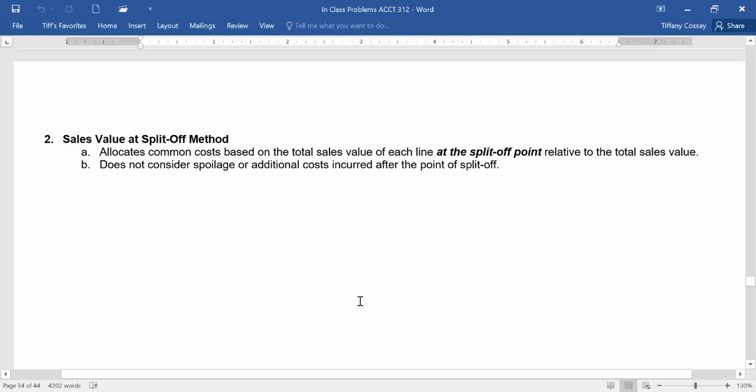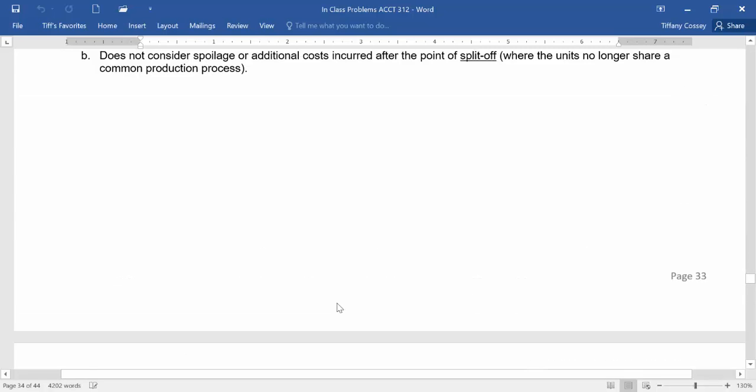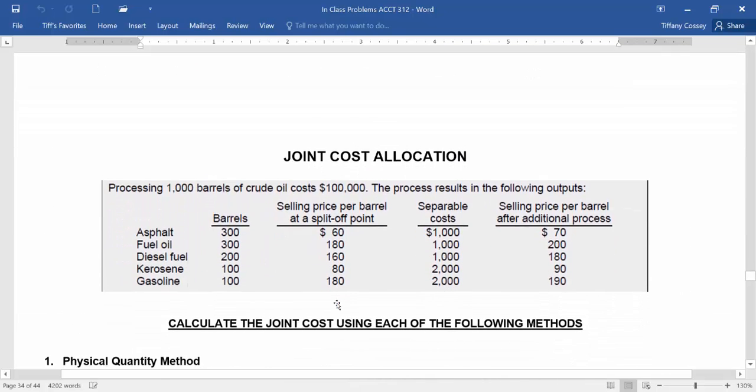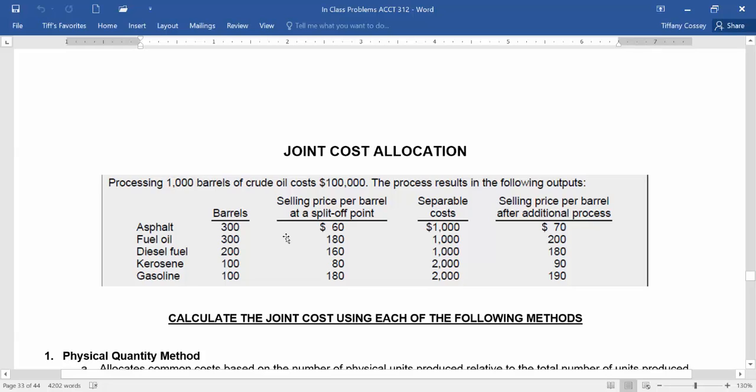And then we have the sales value at split-off method. So what we're going to do is take a look at what we could sell each unit for at the point of split-off. And so if we go back up here, it looks like at the point of split-off, we could have sold each barrel that we had prepared for asphalt for $60, each one that we had prepared for fuel oil at $180, each one for diesel fuel at $160, etc.